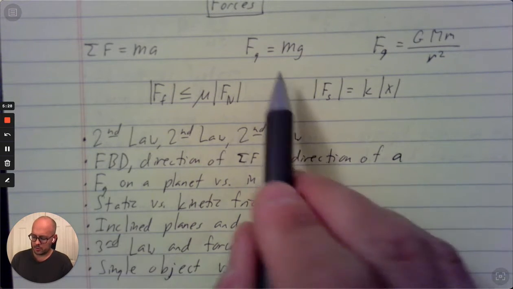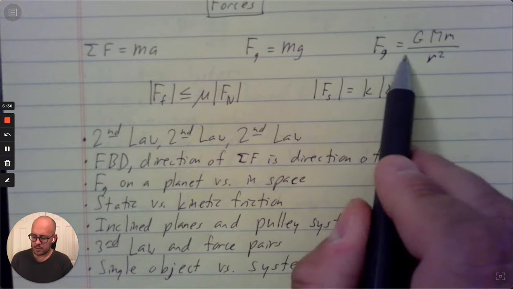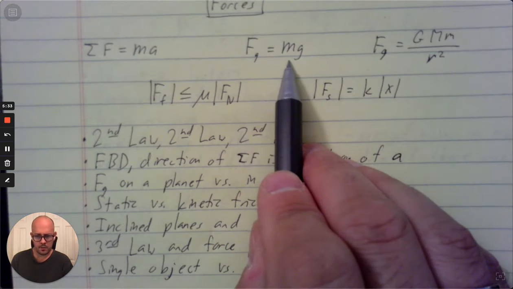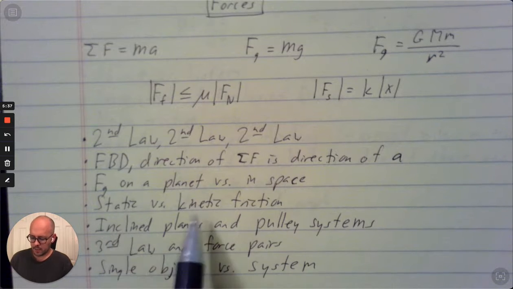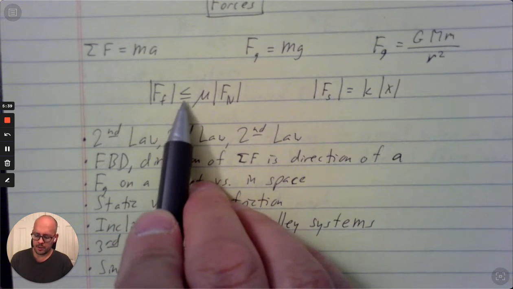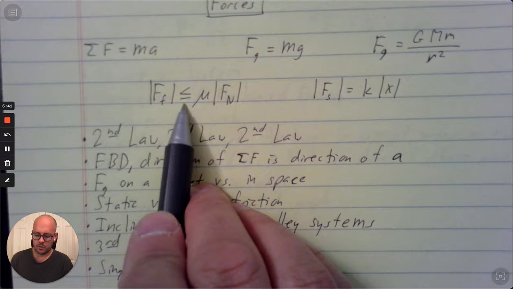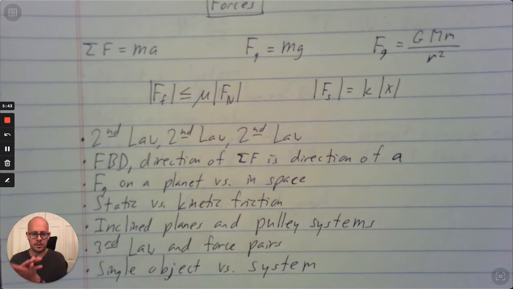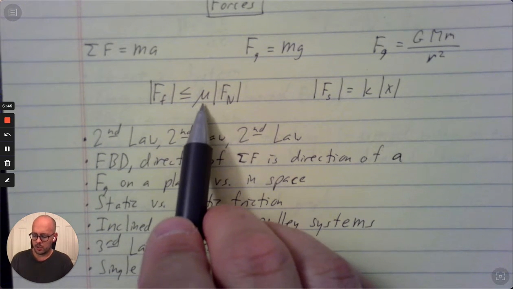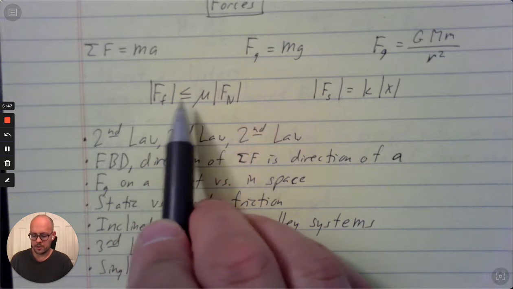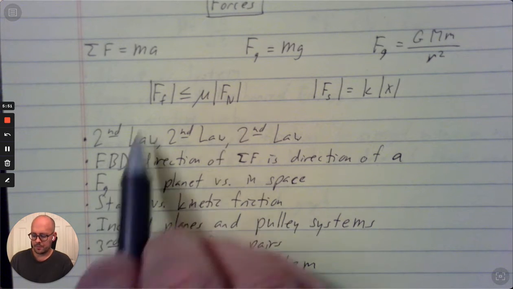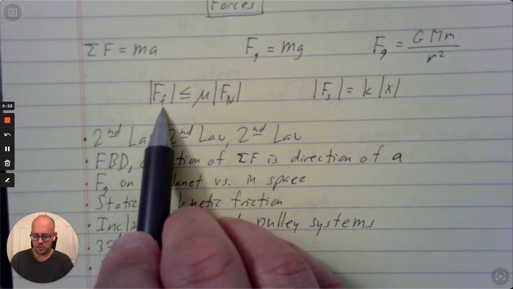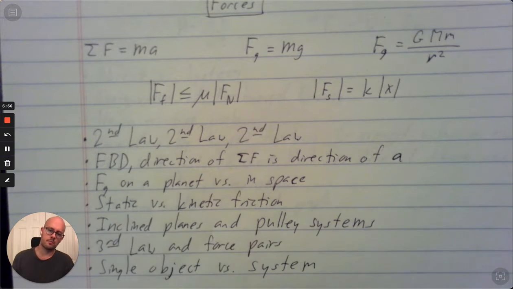We just talked about gravity on a planet versus in space, so knowing that there's two equations for gravity and knowing that little g is only good on or near a planet. Static versus kinetic friction, we have a less than or equal to sign. If it's kinetic friction because the objects are sliding along one another, we use the friction force is equal to mu times the normal force. But if it's static friction, then we have to have more information to make a conclusion.